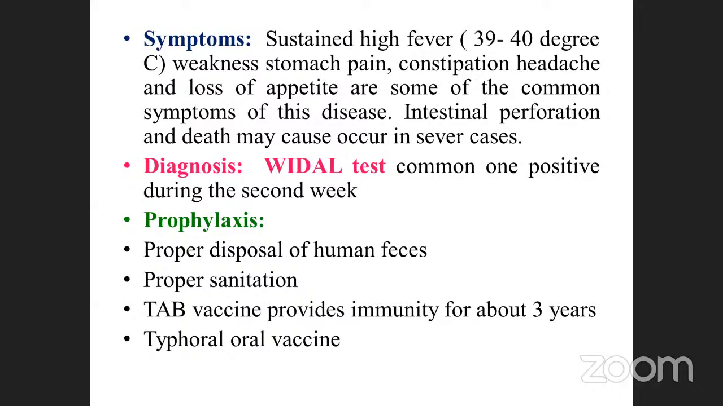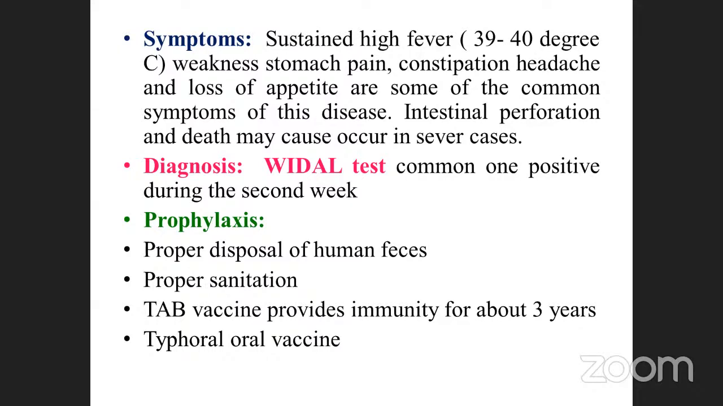And how will you diagnose? Diagnosis is the Widal test for typhoid. Remember at the time of examination: typhoid, Widal test. It is commonly positive in the 2nd week. This is a very, very important thing.